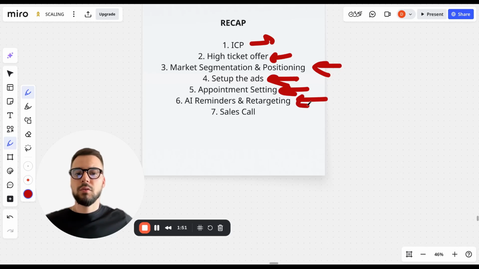Then when you book a call, you don't just want to set and forget. You want to hammer them with your sales content, which is case studies, objection handling, and also testimonials. And also you want to have your AI reminders in place so people don't forget about actually showing up to a call. And then you want to have a sales call process in place so you can close the deal and collect cash.